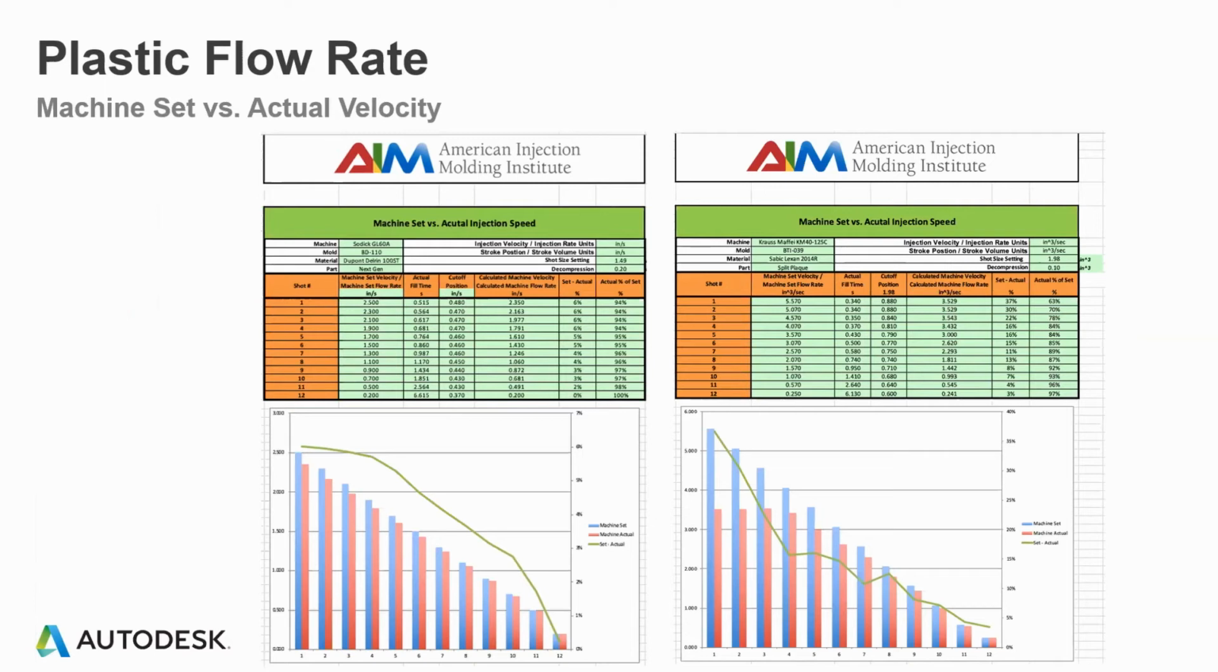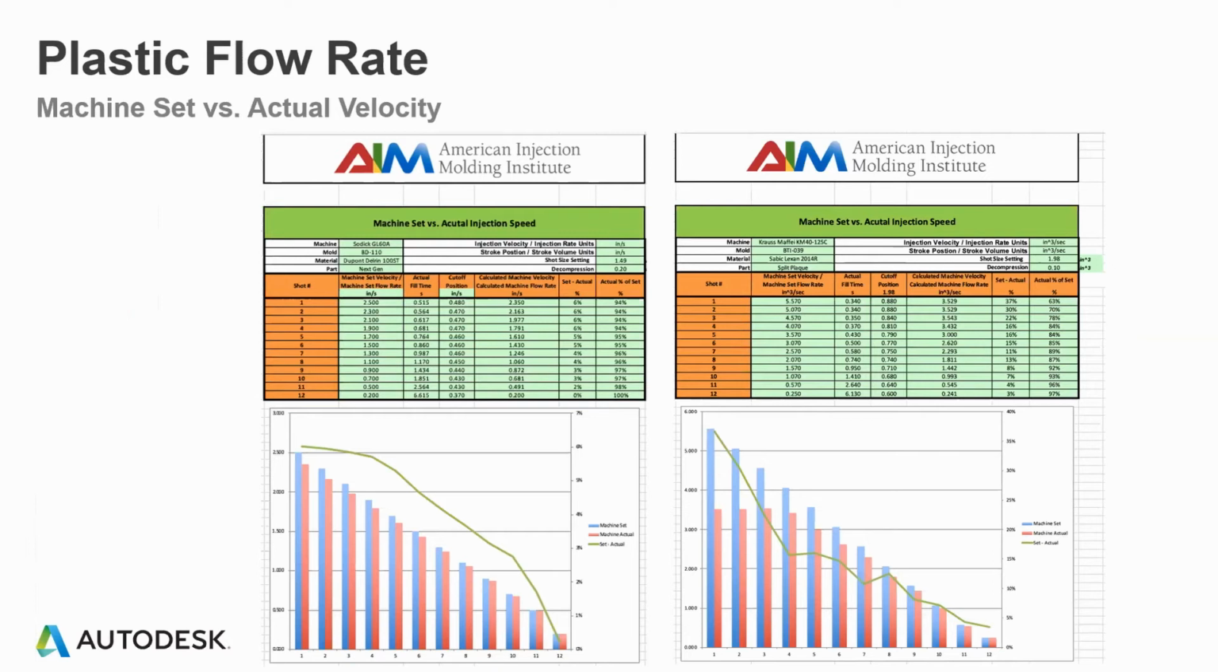How is it doing its set speed versus its actual speed? Some people would refer to this as linearity, or injection speed linearity, or machine linearity. I'm just referring to it as machine set versus actual velocity. To get you oriented, the easiest way to look at this: the blue bar is the set for each one of the speeds, 1 through 12. The blue bar is the setting. The red bar is the actual speed. So the closer they are together, the less the error.